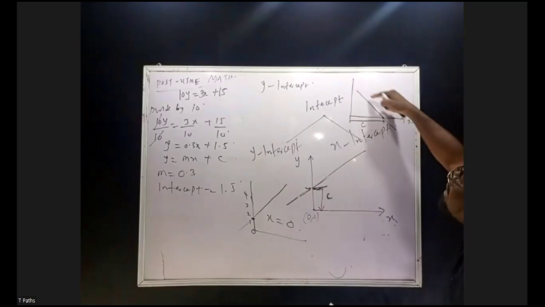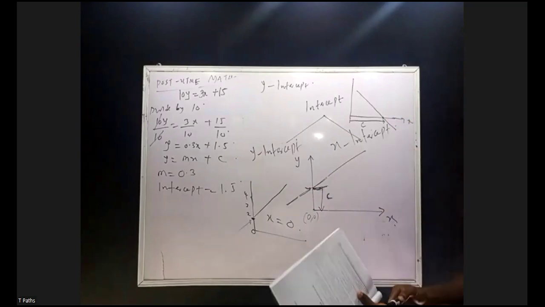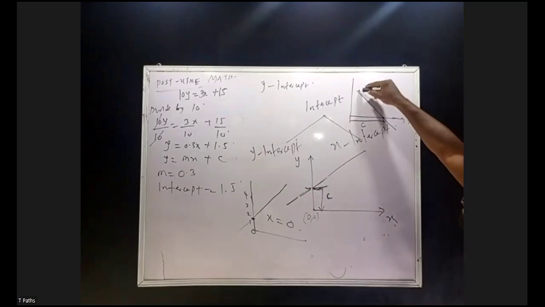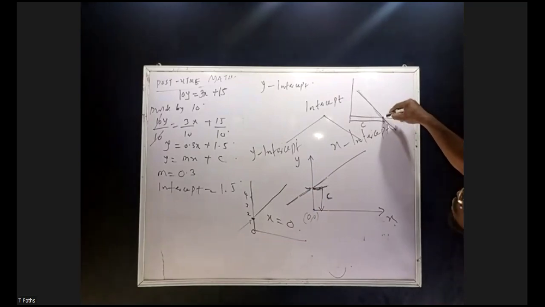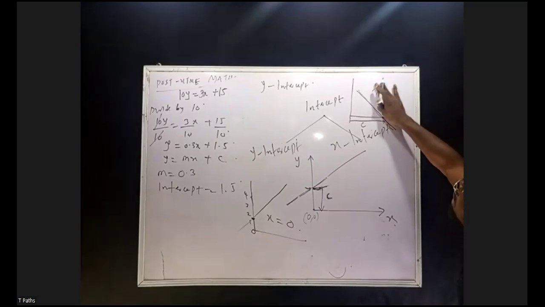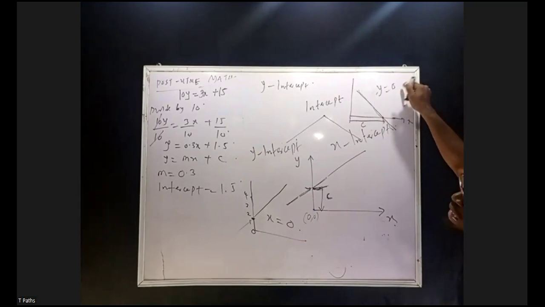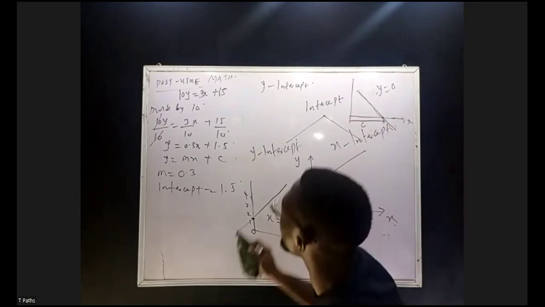For x-intercept, look at this. This is the x-intercept. At that point, where the line cuts the x-axis, what is the value of y there? For x-intercept, y is what? 0. Now, let me come back to this question.